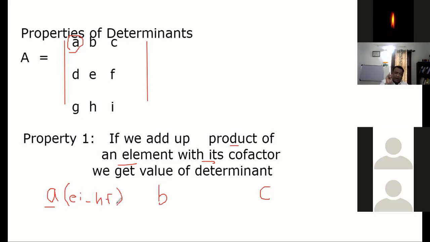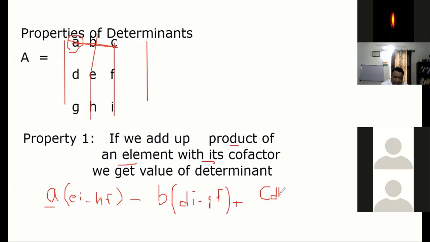And minus 1 to the power 2, so no problem with sign. Then plus. But since it is the first row, second column, the sign will be minus. So minus. Element B with its cofactor. So for B, what will happen? This goes, this goes. D I minus D F. Though this is a property, it comes because of the minor and cofactor. D I minus D F, plus the third element C. So this goes. You will say D H minus D.